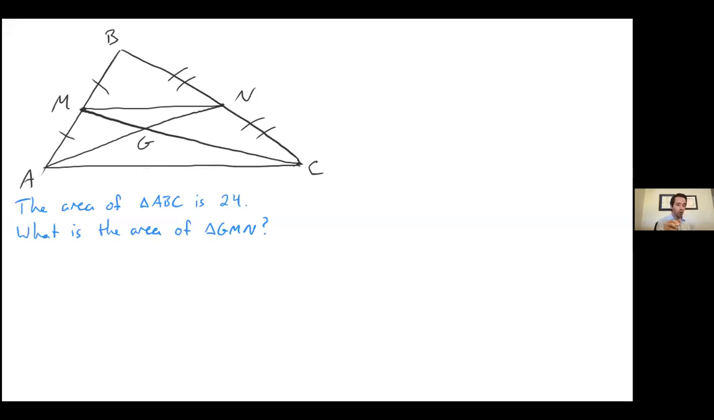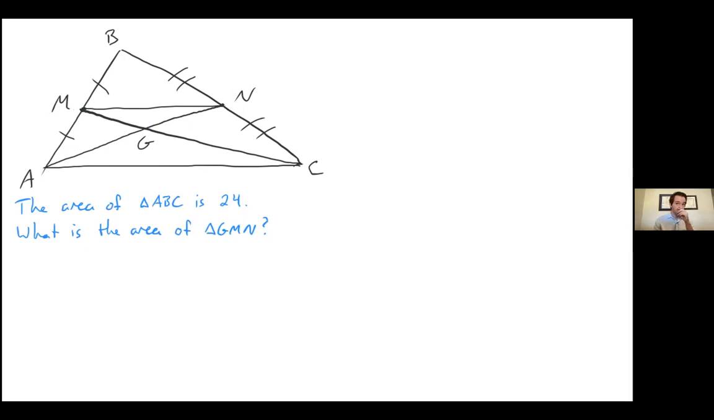And what I've drawn is from C to M being the midpoint of side AB, and then from A to N, with N being the midpoint of side BC. And then I've labeled their intersection point in the middle as point G. And I'd like to know what is the area of the triangle consisting of the points G, M, and N. So the area of that thing in there. This is going to end up depending on some things that you might not see coming.